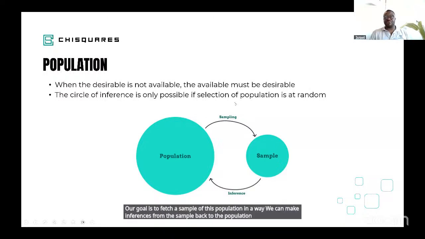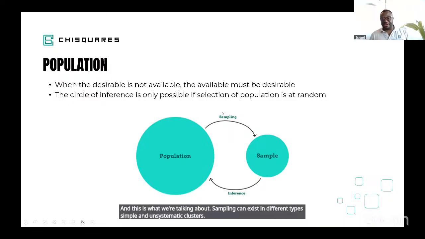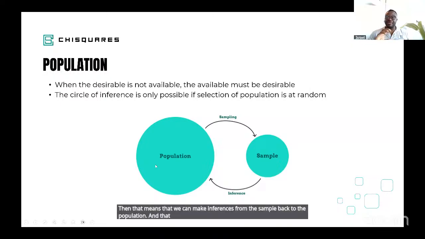And remember, this is what we call the cycle of inference. The cycle of inference means that we have a population here. From a population, we take a sample through the process of sampling. And this is what we're talking about. Sampling can exist in different types: simple random, systematic, clusters, and many others. And if this sample was drawn at random, if the sampling method was random, then that means that we can make inferences from the sample back to the population. And that's what gives us the cycle of inference.